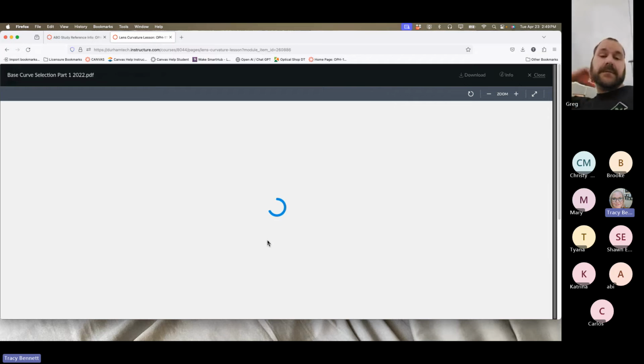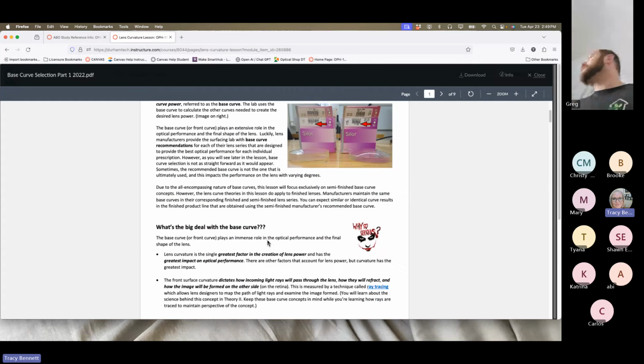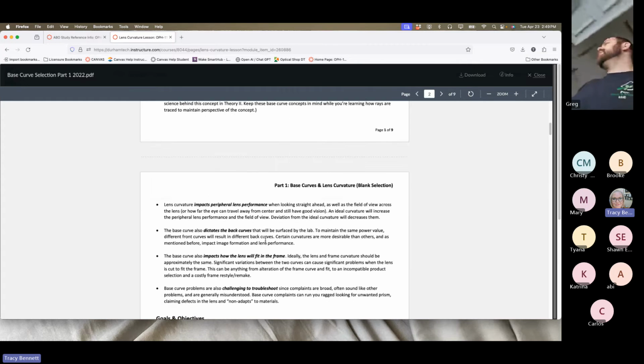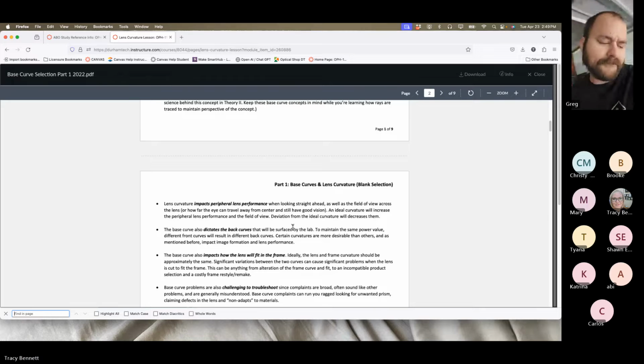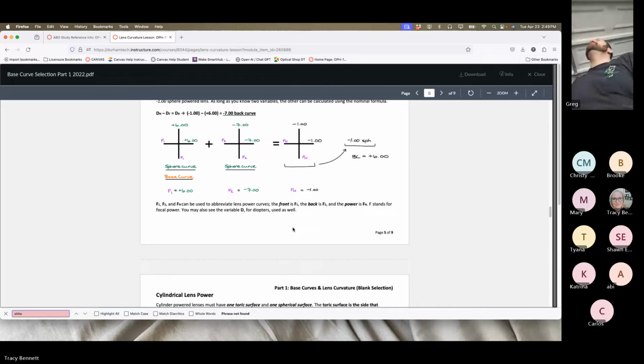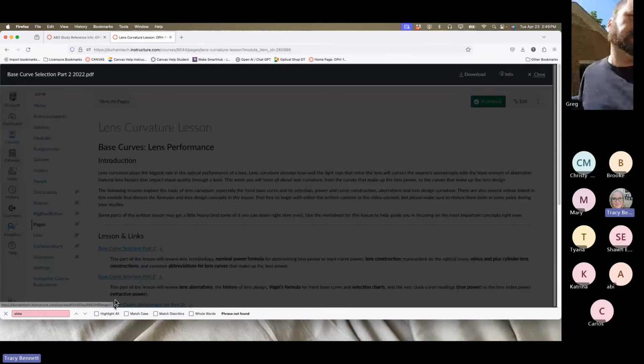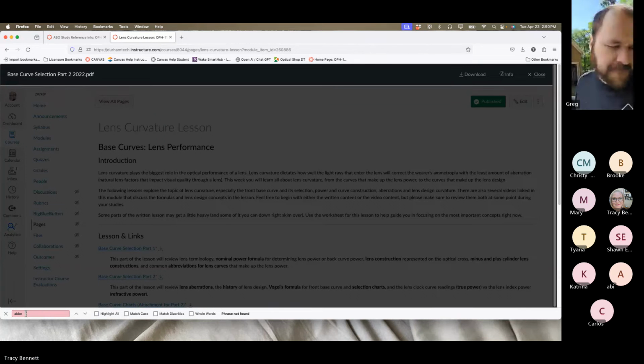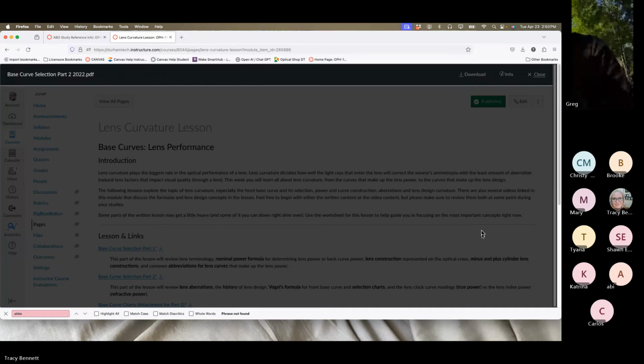One thing I do want to point out, this will be for the ABO and the final. Let's see. Find. She's not in here. I think she's in here. Okay, pulling up.